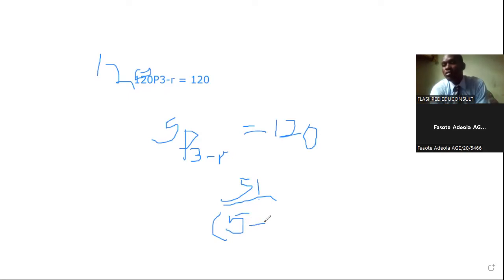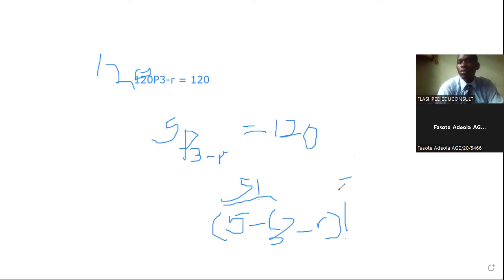But remember, the R is not ordinary R again. The R is now 3 minus R. So indirectly, you have to open brackets, then you put 3 minus R, then you close the brackets. Are you with me? Yes, sir. Then you put factorial equals to what? 120.